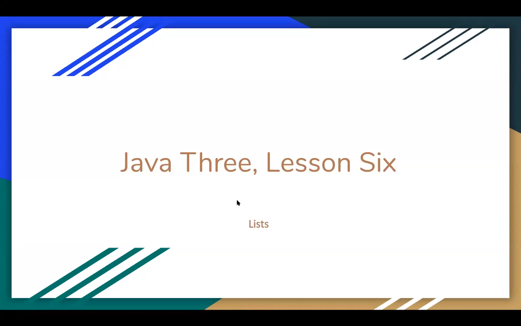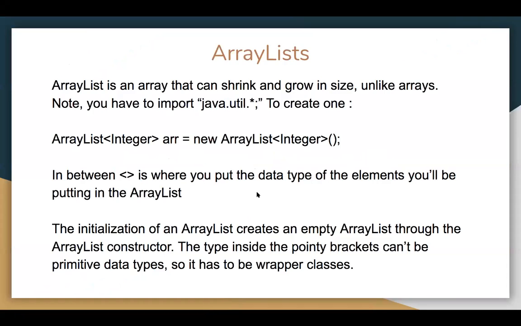Okay, so today is Java 3 Lesson 6, and today we're learning about lists. Array lists. So this is one of the types of lists, and an array list is an array that can shrink and grow in size, unlike arrays.